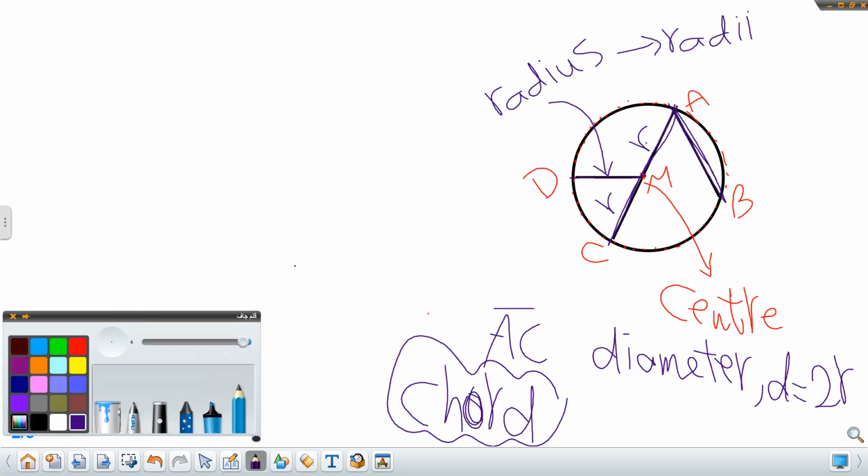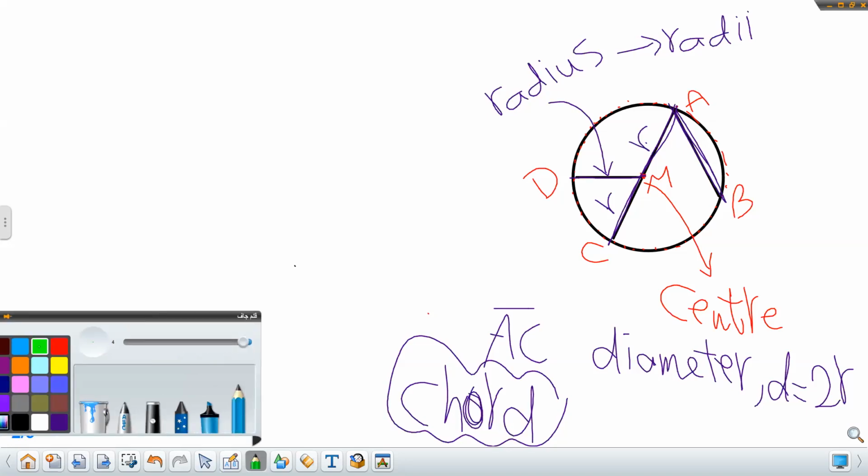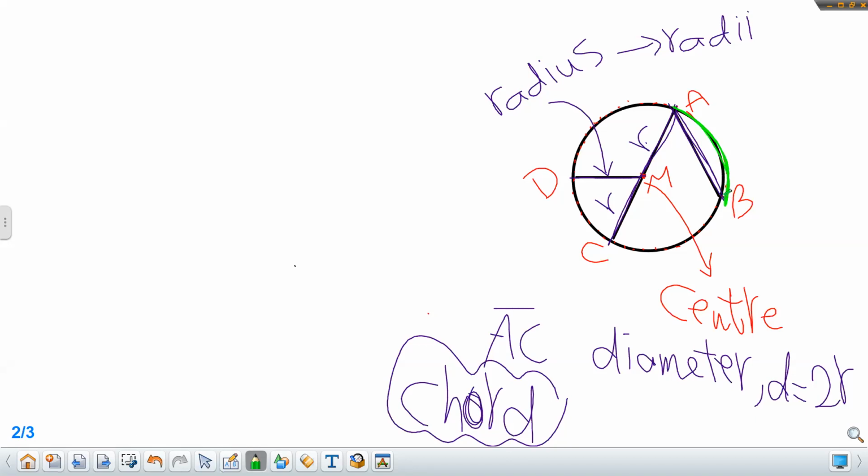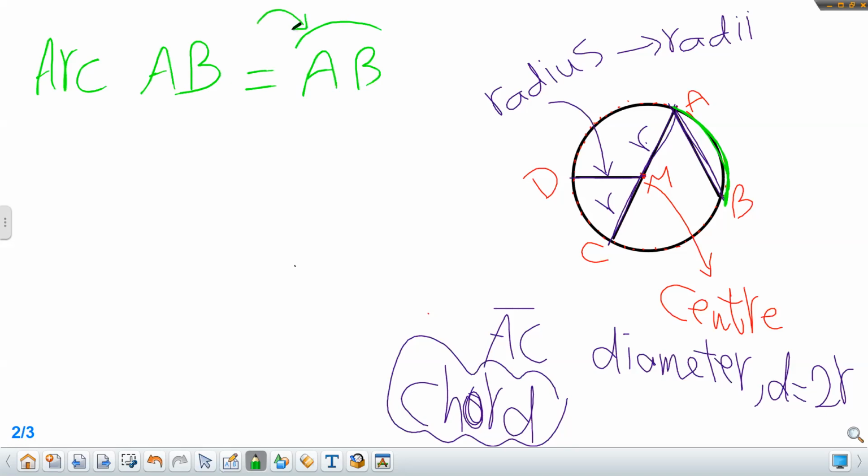Number 5. What about this figure? This figure is an arc, arc AB. The symbol of it is arc AB, like this sign. But the arc may be minor or major. A minor arc has a measure less than a semicircle.